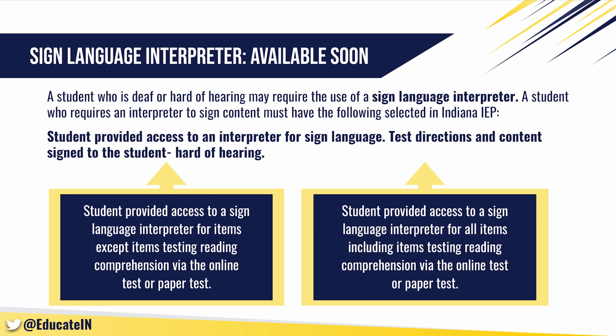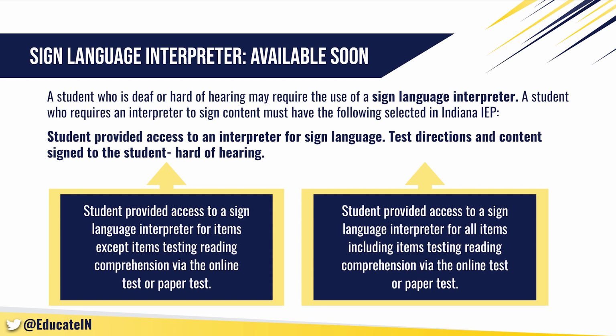Students who require test directions and content signed must have one of the following assessment accommodations indicated within their IEP. Student-provided access to a sign language interpreter for items except items testing reading comprehension via the online test or paper test, or student-provided access to a sign language interpreter for all items including items testing reading comprehension via the online test or paper test.